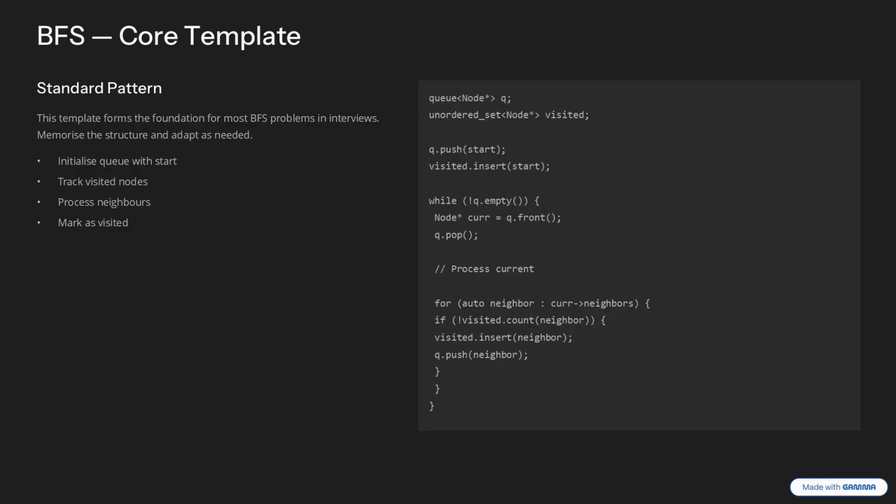This is the BFS template. Push the starting node. While the queue is not empty, pop the front, process it, and push its neighbors. This template appears everywhere in trees, graphs, and grids.